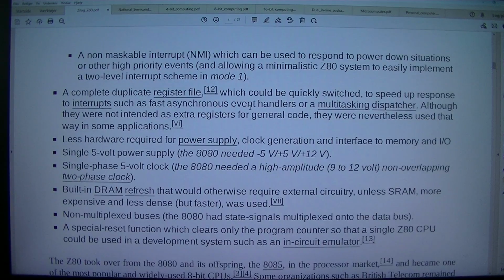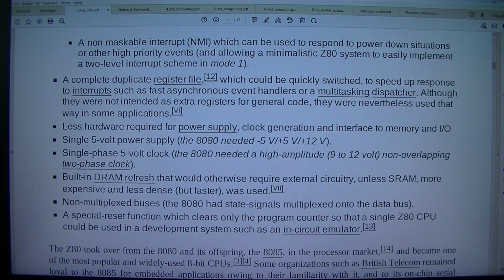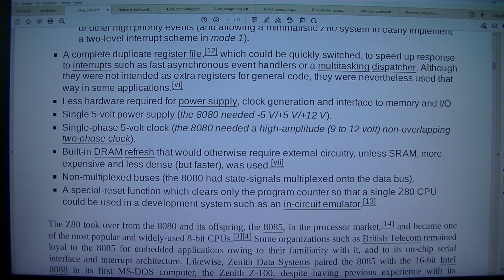A non-maskable interrupt, NMI, which can be used to respond to power-down situations or other high-priority events, and allowing a minimalistic Z80 system to easily implement a two-level interrupt scheme in Mode 1. A complete duplicate register file, which could be quickly switched to speed up response to interrupts such as fast asynchronous event handlers or a multitasking dispatcher. Although they were not intended as extra registers for general code, they were nevertheless used that way in some applications.